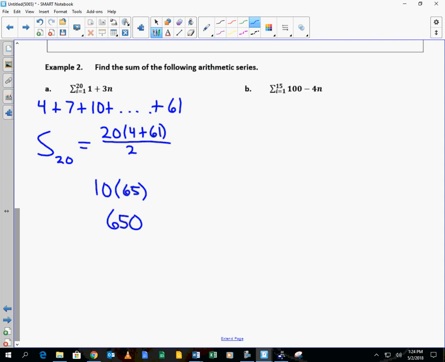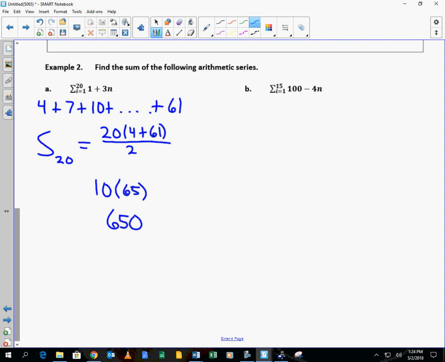You clear about what the formula is doing? Okay. Which part? That means if you took 4 plus 7 plus 10 all the way up to 61, you would get a result of 650. Good question.